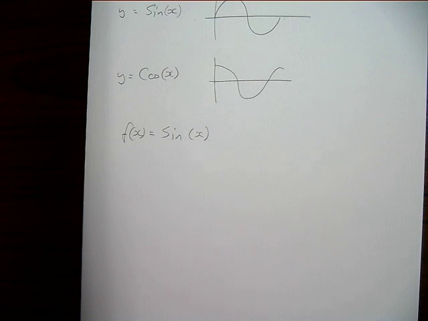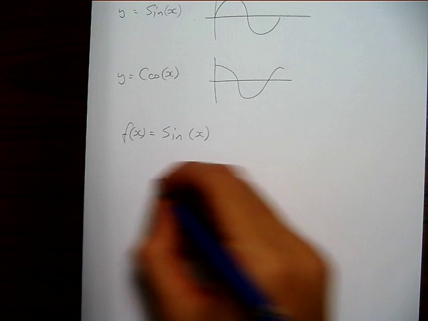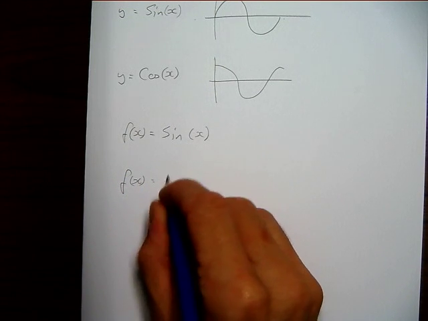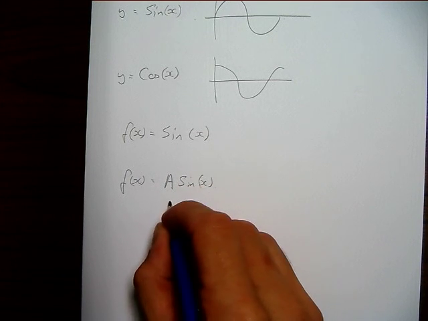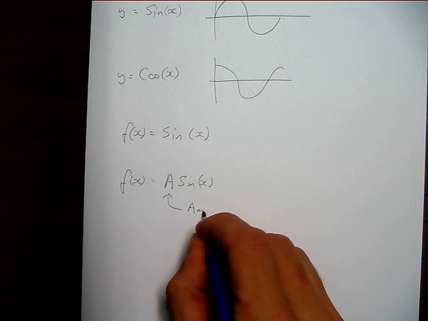Okay, well, what did we use last year? I think we used a C. We're going to use, let's start with the amplitude. So the amplitude is the A. So if we had a variable in front, A sine x, the A gives us the amplitude.